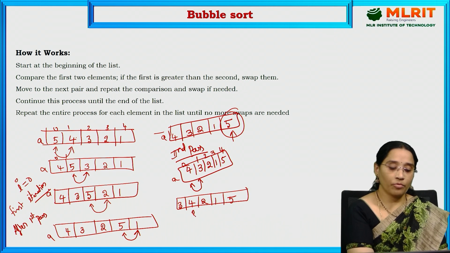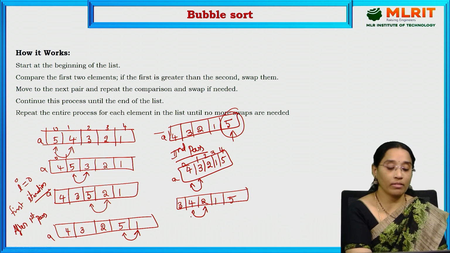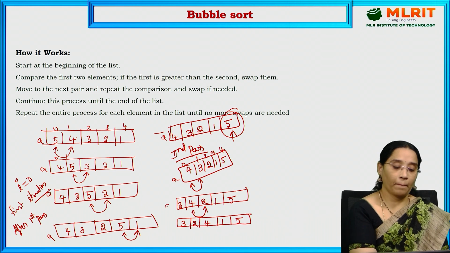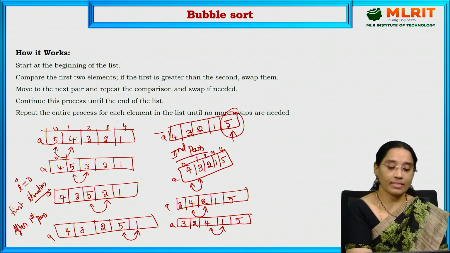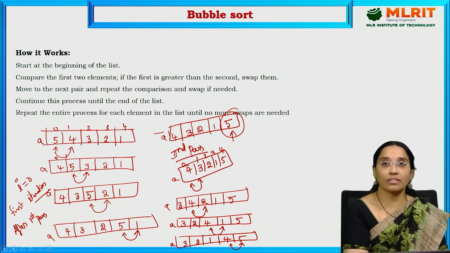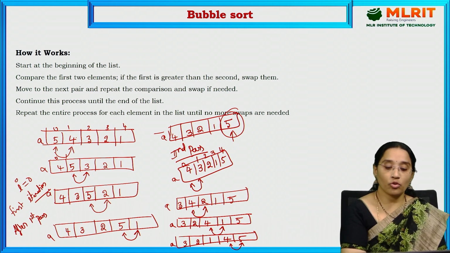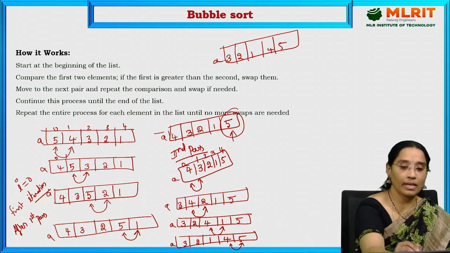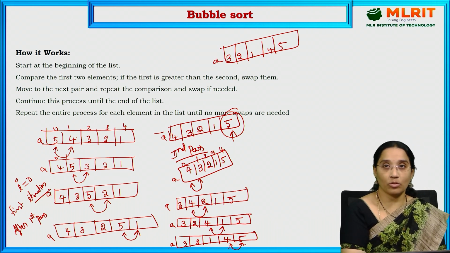Next, 4 and 2 get compared. Obviously 2 is smaller than 4, so we will swap the two elements. It is 3, 2, 4, 1, 5. Next, 4 and 1 get compared and swapped: 3, 2, 1, 4 and 5. Next, 4 and 5 get compared, but they are at their correct positions, so no swapping is needed. We still write the list: 3, 2, 1, 4 and 5. We should compare these two elements also.